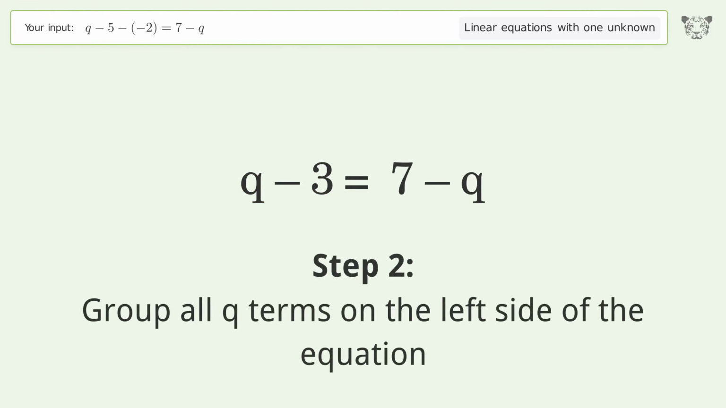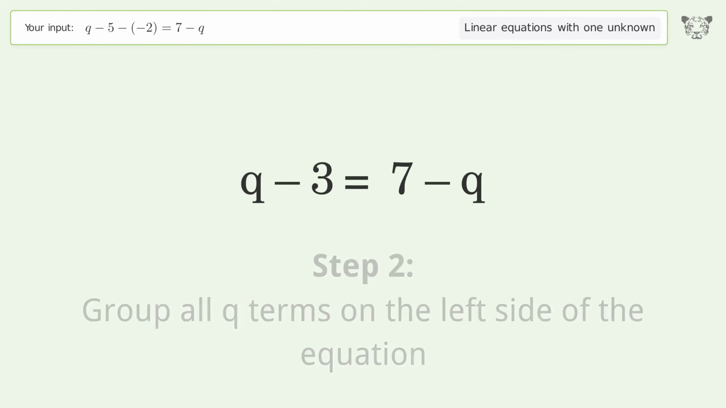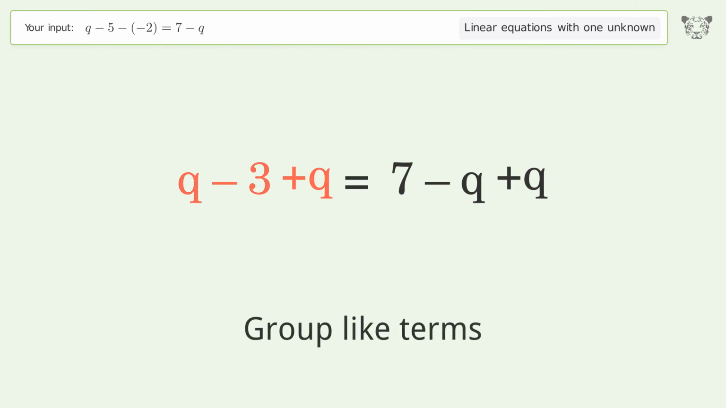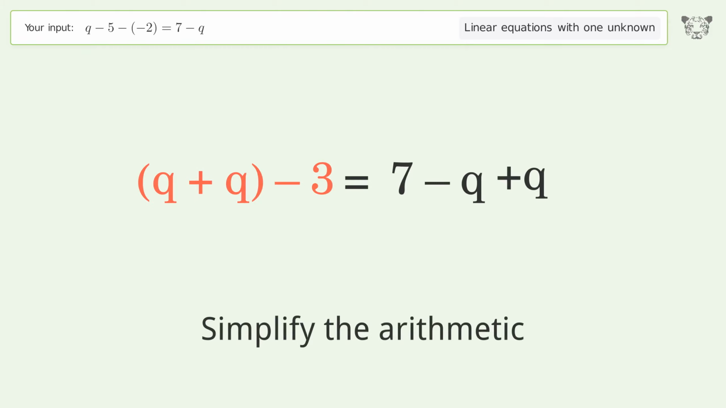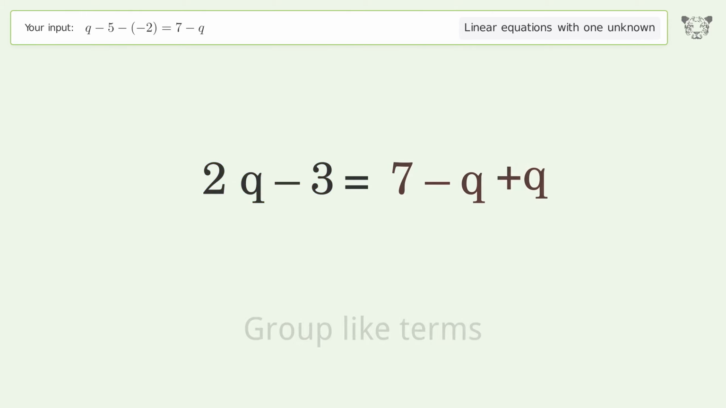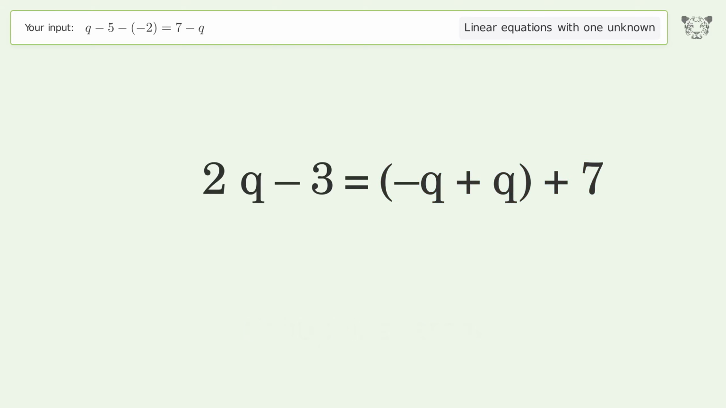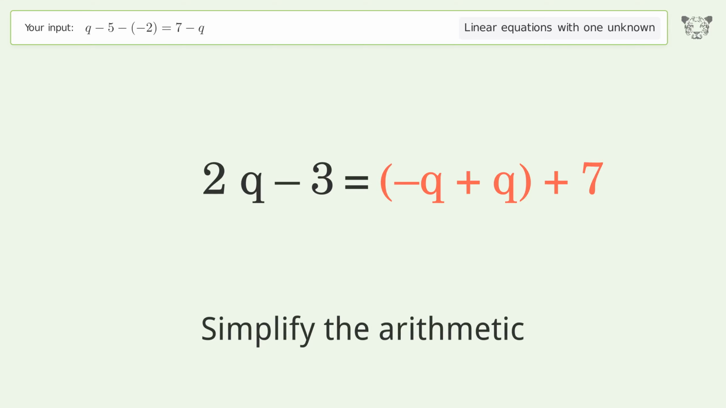Group all q terms on the left side of the equation. Add q to both sides. Group like terms. Simplify the arithmetic. Group like terms. Simplify the arithmetic.